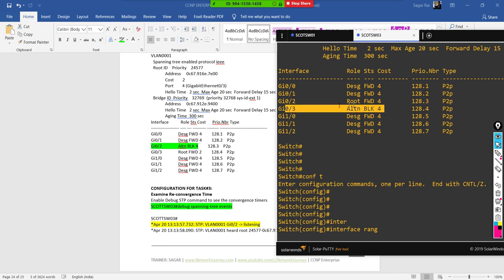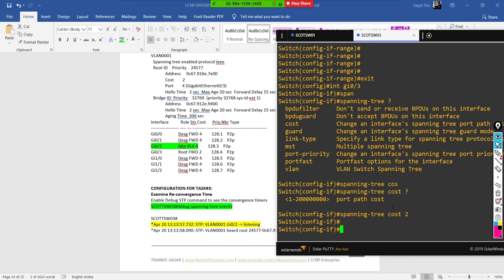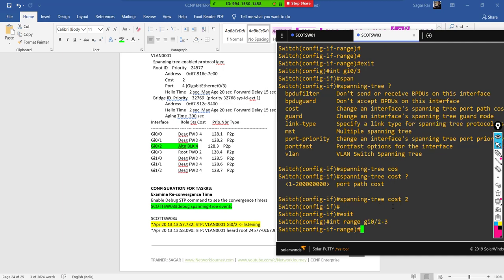So this is 4 and this is 4. Now if I make this 2, this will be much better, and it will start forwarding when compared with this. So I will make this 2. Okay, so it took the command. Let's go back to the range command and we will unshut that. Interface range GigabitEthernet 0/2-3, and let's do no shut.